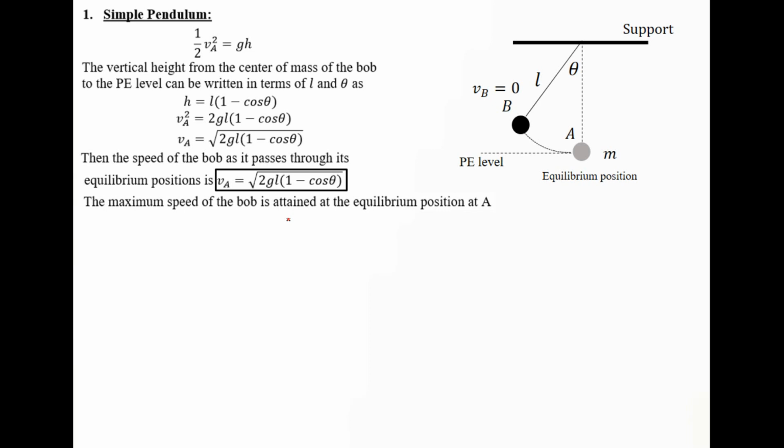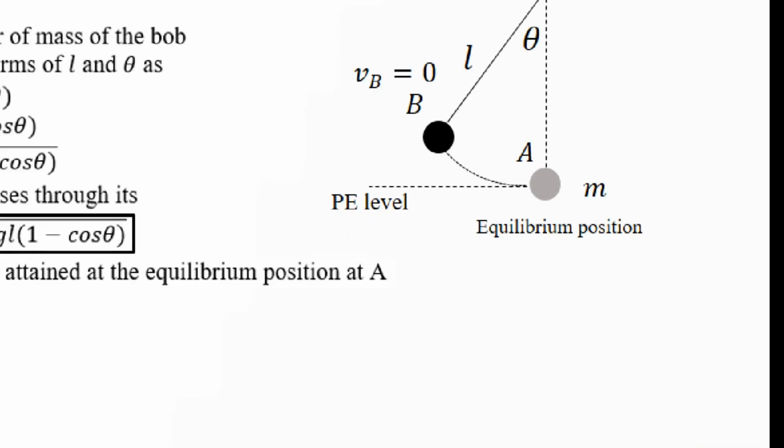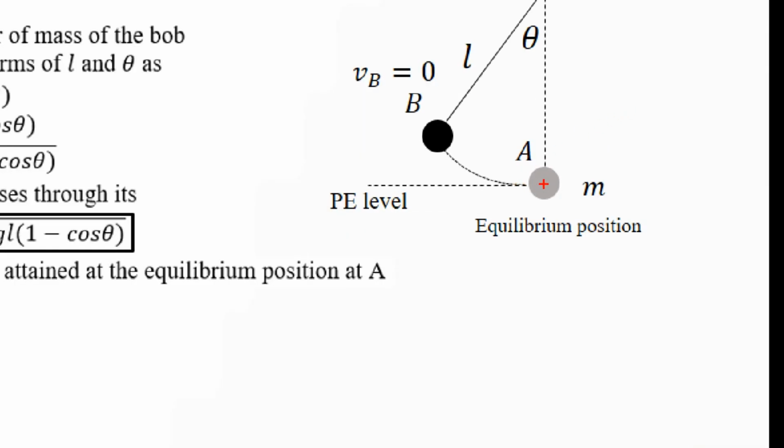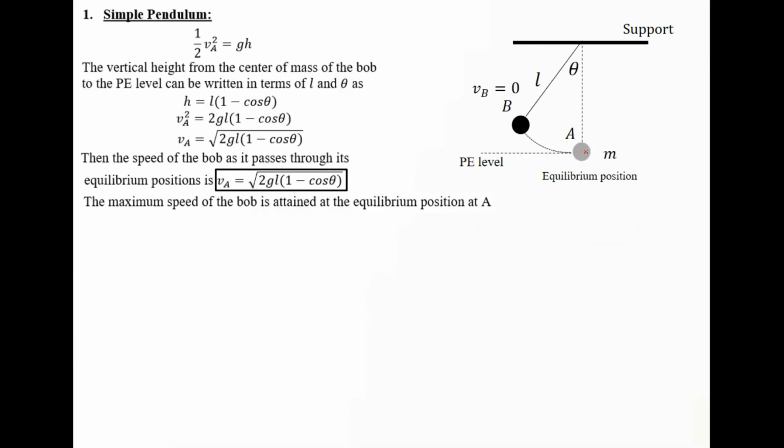And the maximum speed of the bob is attained at the equilibrium position at A, because the gravitational potential energy at A would be 0 and all of the mechanical energy is completely kinetic. For this reason, the maximum speed is attained at A.